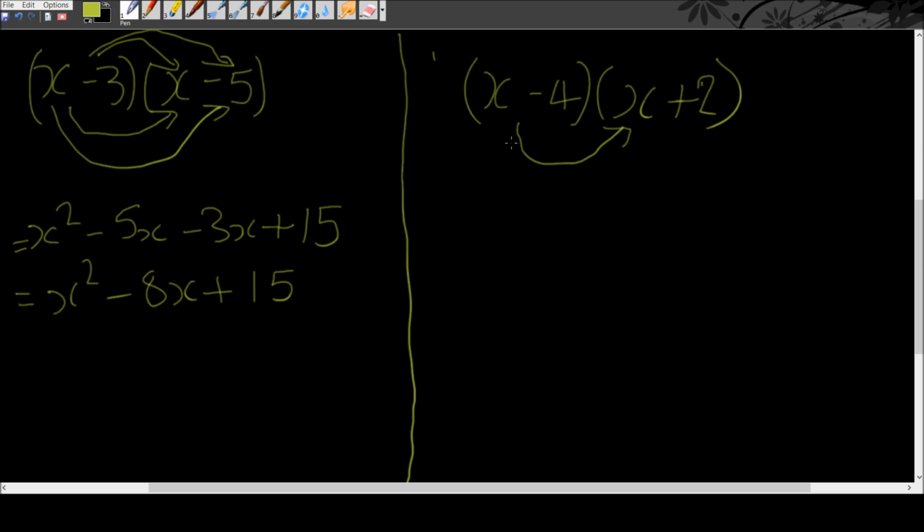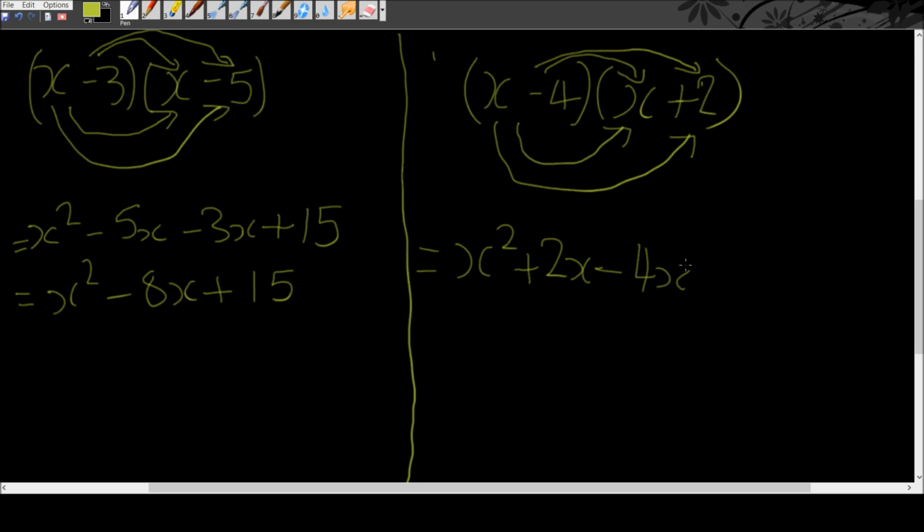So we've got x times x and x times positive 2, and we've got minus 4 times x and minus 4 times positive 2. Okay, so x times x again is going to give us x squared, and we've got x times a positive 2 is going to give us positive 2x. Lovely. And then we've got the negative 4 times the x is going to give us a negative 4x, and negative 4 times the positive 2 is going to give us a negative 8. Lovely.